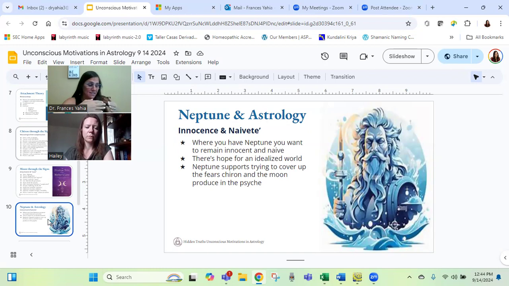So that sets us up. We're limited, we're fragmented, we weren't loved unconditionally. I want to hide that. I hide it with Neptune. In that area of the chart, I'm going to put on these rose-colored glasses, and that's where I'm going to show that things are great. And then Pluto, next slide, comes to sort of shatter the Neptune. That's where I get the snow globe idea, it is shattered.